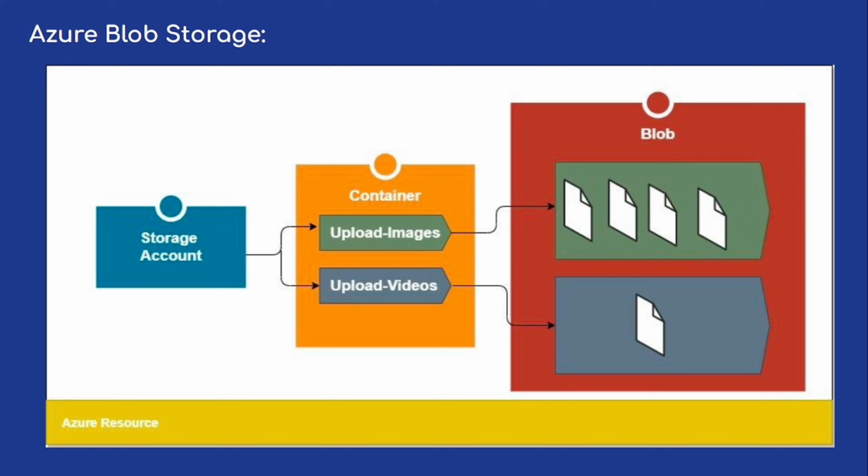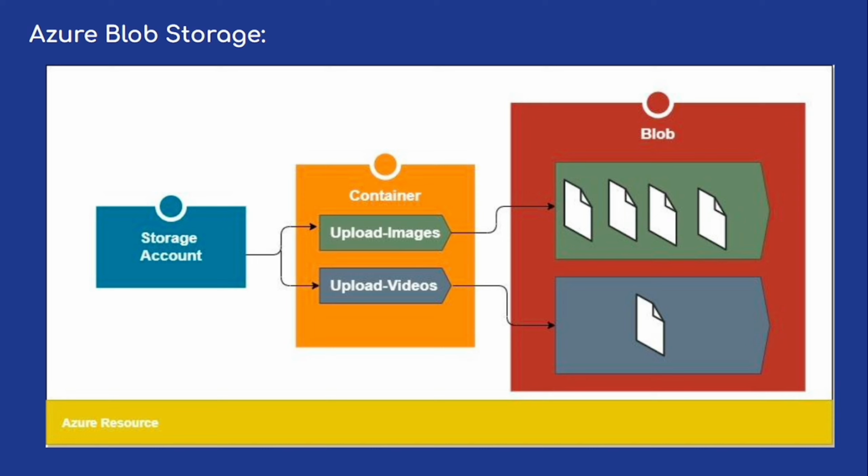Okay. Next, coming to the container. Containers are nothing but just like folders in a normal file system. Okay, you can see here upload images and upload videos. Those are two different containers. Okay, and next, blob. Blob is nothing but any physical file. We can call it a blob because it is saved as unstructured data. That means any kind of data can be stored. Okay, so that is the simple diagrammatic representation of the Azure Blob Storage.